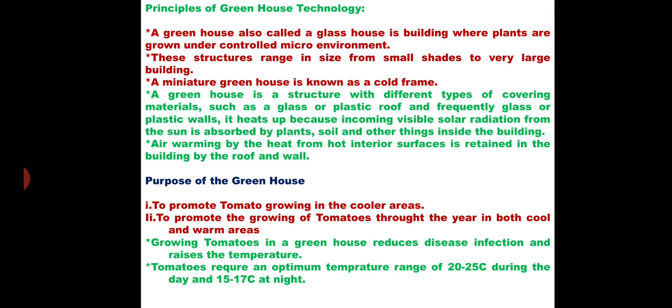Then purposes of the greenhouse: to promote tomato growing in the cooler areas. Second point, to promote the growing of tomatoes throughout the year in both cool and warm areas. Growing tomatoes in a greenhouse reduces disease infection and raises the temperature. Tomatoes require an optimum temperature range of 20 to 25 degrees during the day and 15 to 17 degrees at night.